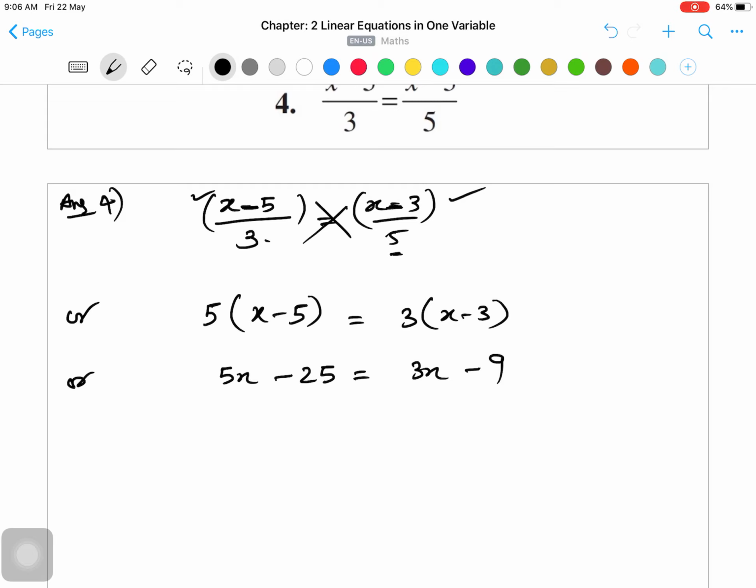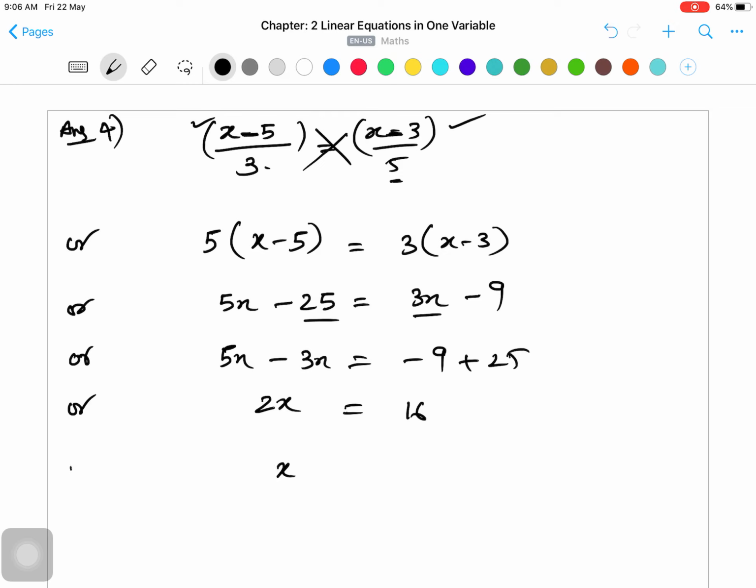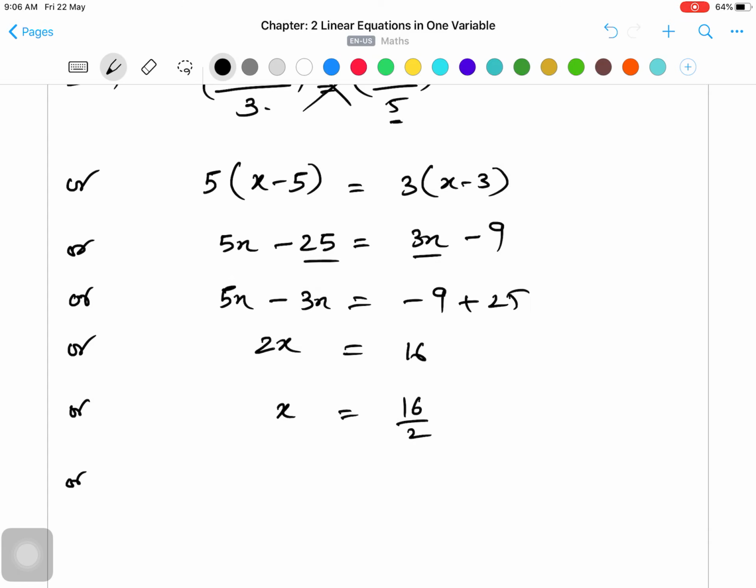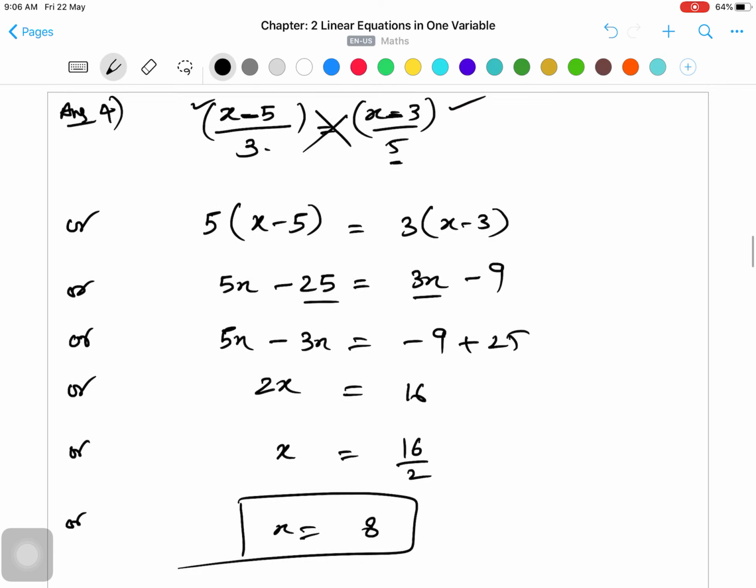Now again shifting the variable on one side and non-variable on the other side. So here we have already 5x. This plus 3x will become minus 3x. On the other side we have minus 9, and this minus 25 will become plus 25. So this 5x minus 3x is equals to 2x, equals to minus 9 plus 25 is plus 16, or x is equals to 16 by 2, and when you divide them you will get x equals to 8. That's the solution of this equation.